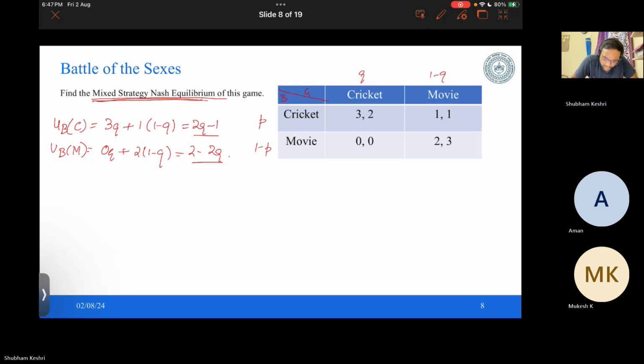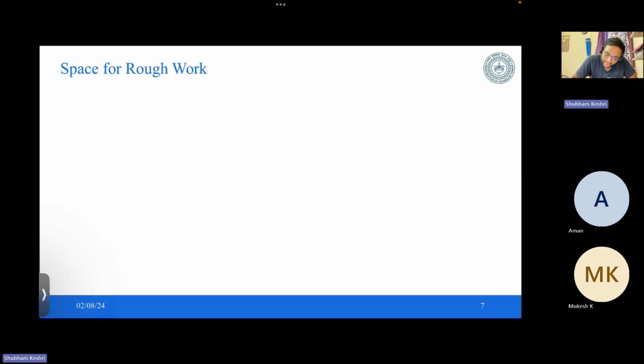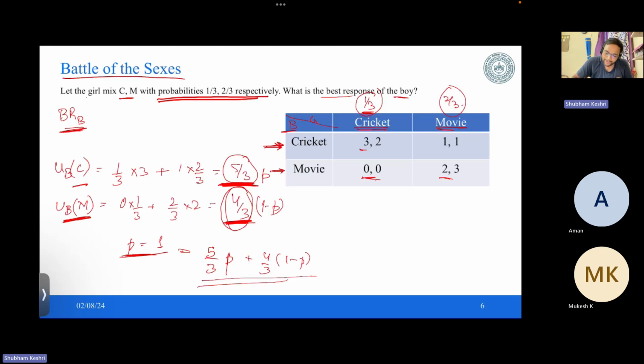Now, when this utility becomes the same, in this problem you have seen that when the utility of one of those is larger, he will always play that strategy. So if the utility of movie was higher, no matter what the utility of cricket is, since it is lower, he will always play movie. So if these utilities are the same, then it is indifferent for him. So suppose the utility of cricket is anything, suppose it is 7, and the utility of movie also comes out to be 7, then the boy will be indifferent between playing either cricket or movie.